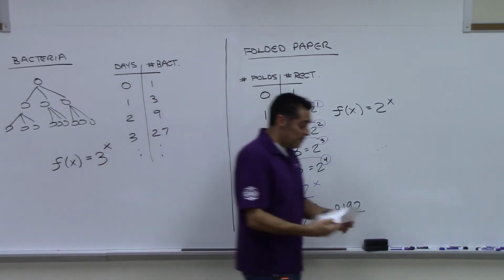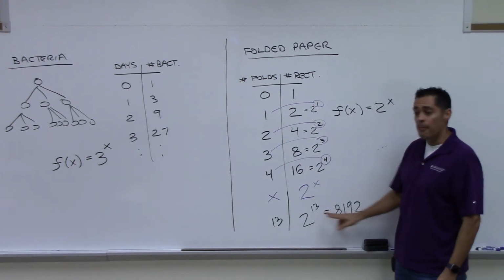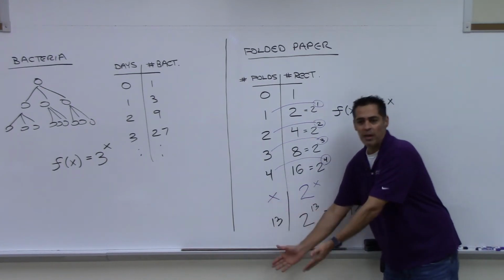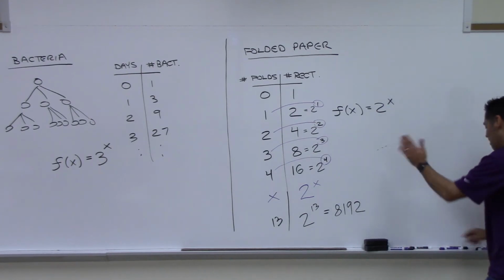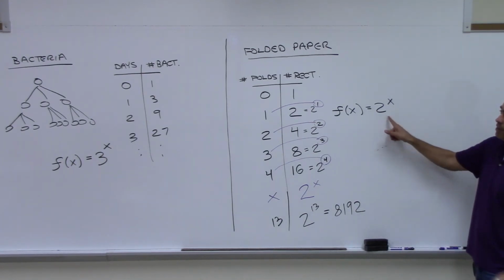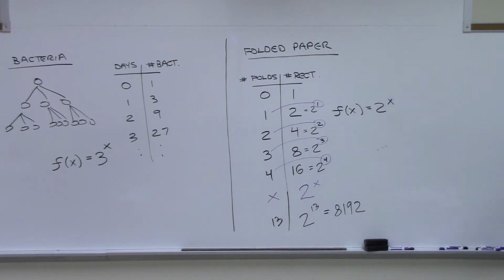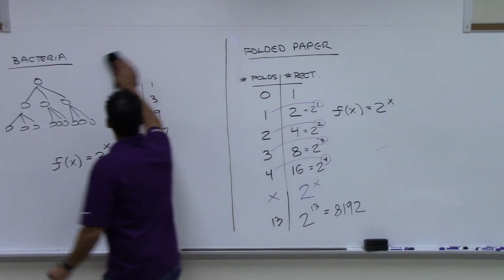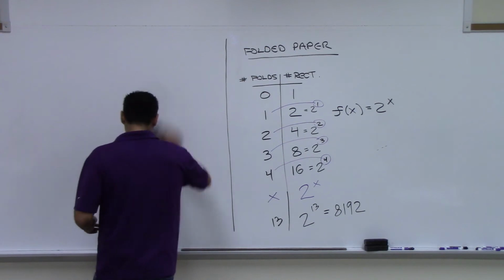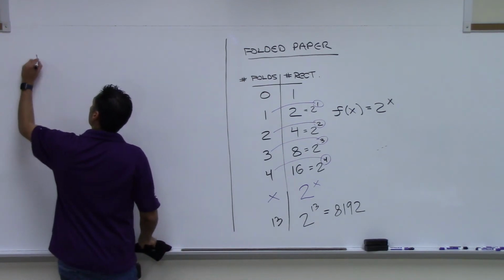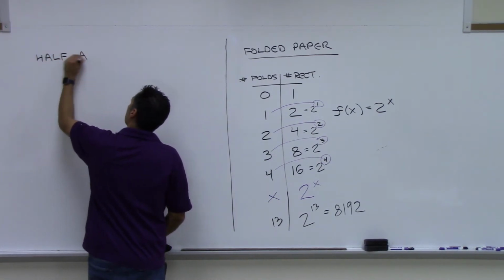So there's a physical limitation on how much we could do, but there's a mathematical number for each of these, right? If you could fold it 20 times, you know how many rectangles would be there, right? Okay, so this is our second example of an exponential function. I'm going to give you one more. The next one is the half a paper.